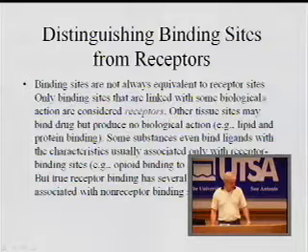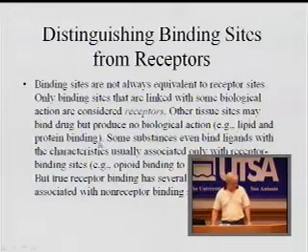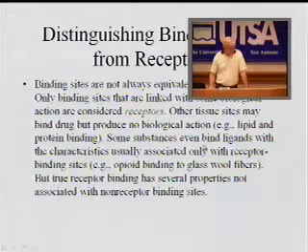Only binding sites that are linked with some of the biological action are considered the actual receptor, as we had stated. So other tissue sites may bind. This is a point I didn't make. We saw the non-specific binding slide. So some of what you're measuring might be non-specific binding, maybe a lipid and a protein binding. Some substances even bind ligands with the characteristics usually associated with other receptor binding sites, like opioid binding to glass wool fibers. So there are potential sources of artifact from the methodological procedures.